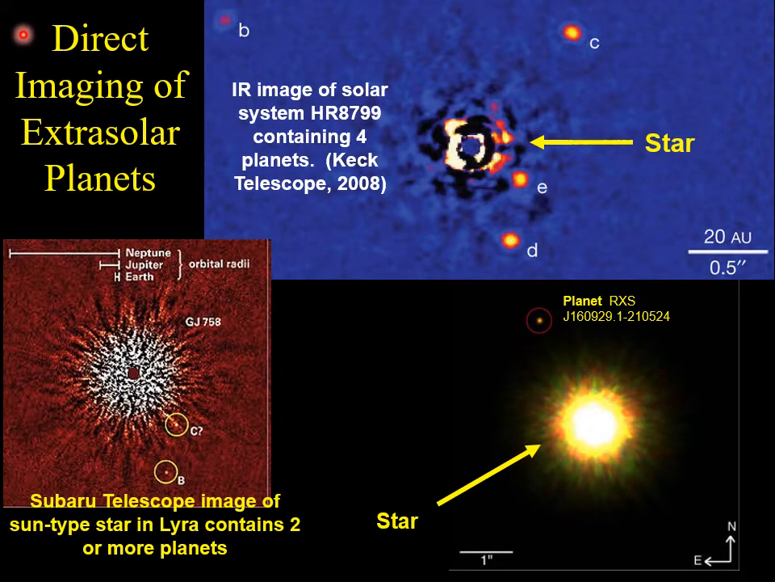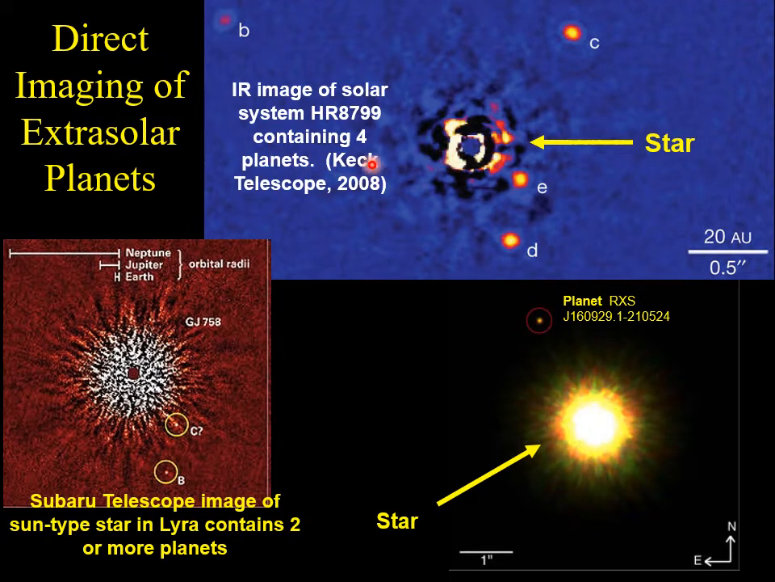Let's start with the direct imaging method of finding an extrasolar planet. As I mentioned, this method is very challenging from a technology standpoint because the star is so far away and so bright compared to the planets that it's very difficult. But here on this slide, you'll see some of the best images we have of extrasolar planets.